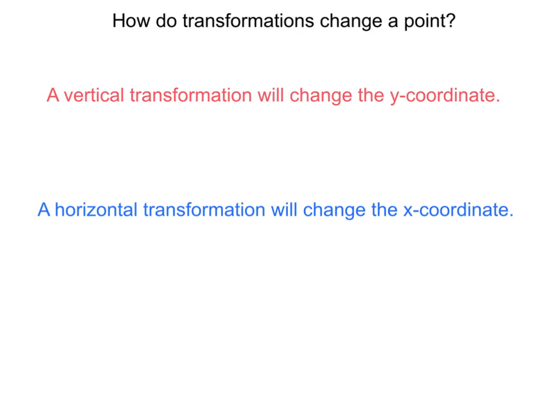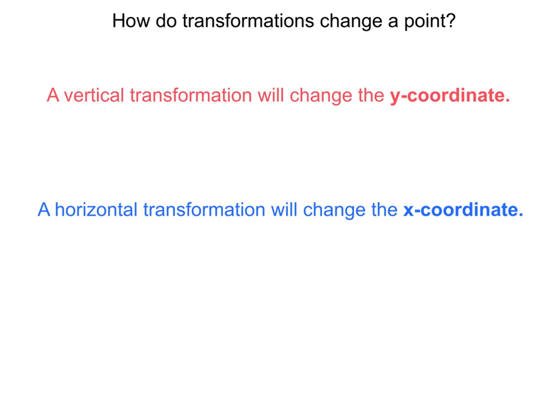A horizontal transformation only changes the x coordinate. So a horizontal transformation is never going to affect the y. It's going to do the same things to that x coordinate: it can add or subtract a number from it, it can multiply it by a number, or it can change the sign.